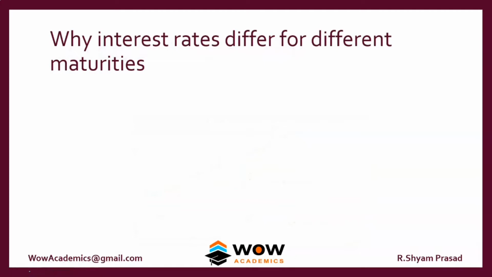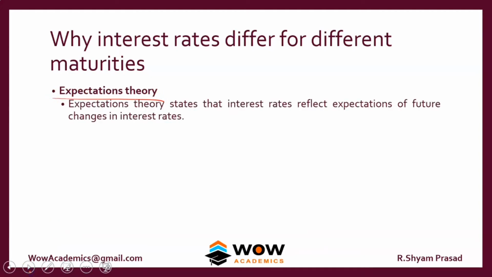Why do interest rates differ for different maturities? We look at a second theory. It's called the expectations theory. The expectations theory states that interest rates reflect expectations of future changes in interest rates. So in this theory, they feel that the markets have an expectation of what would be the future interest rate, and according to that only the current interest rate keeps changing. So it works like this.